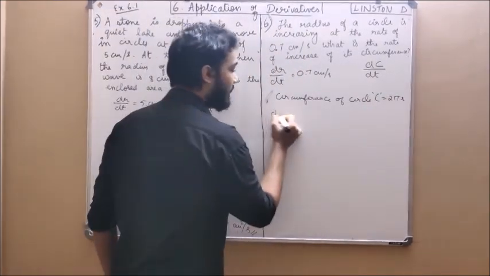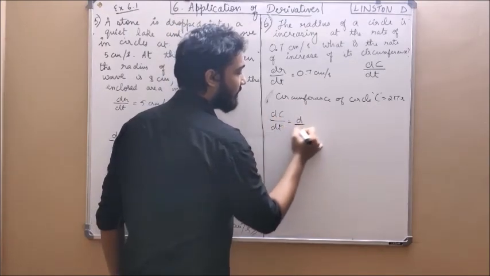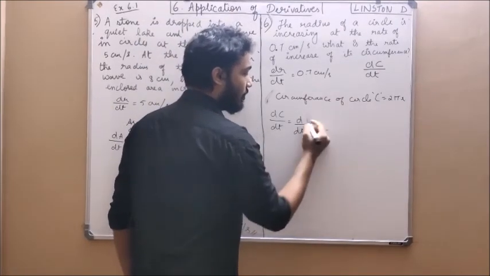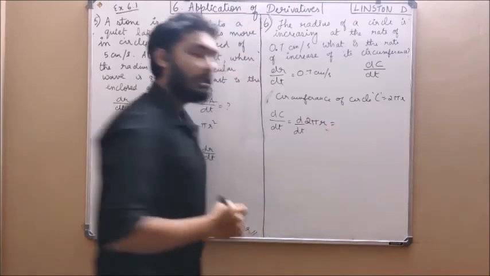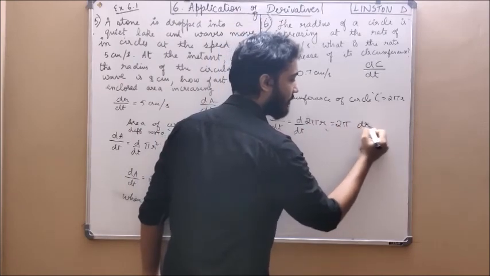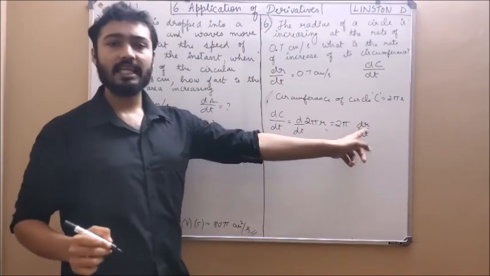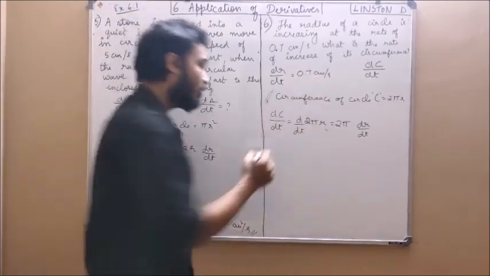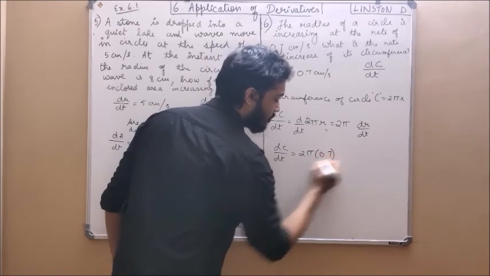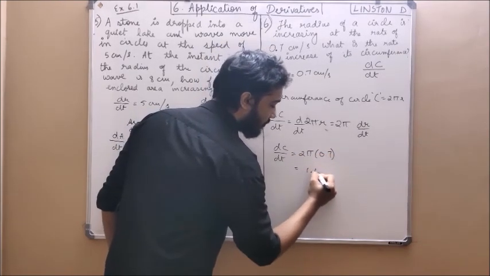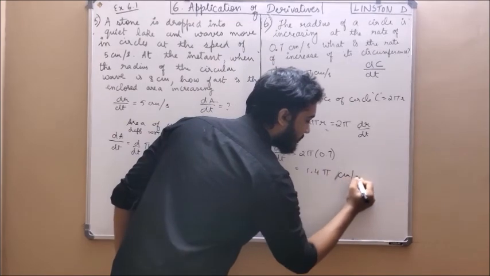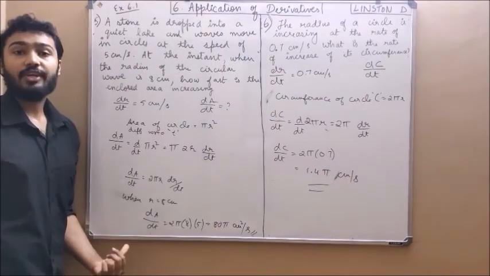Now differentiate. dC by dt is d by dt of C, which is d by dt of 2 pi r. 2 pi is a constant, take it out, so 2 pi into dr by dt. Now what is dr by dt? dr by dt is 0.7. Therefore dC by dt equals 2 pi into 0.7, which is 1.4 pi. The unit of circumference rate is centimeter per second. So this is the answer. Pause the video and note it down.